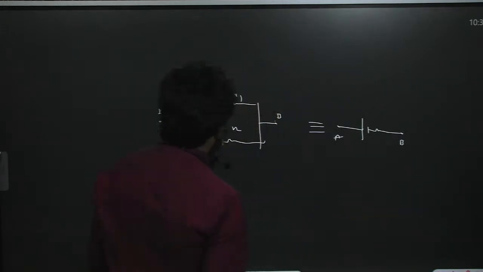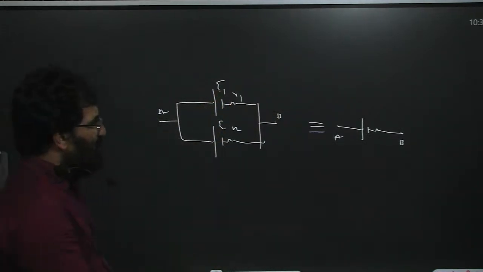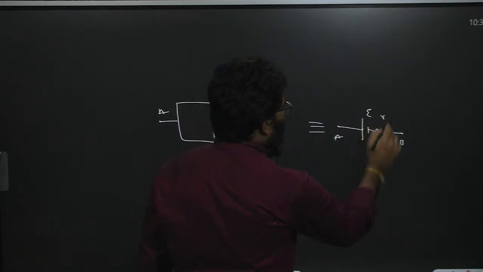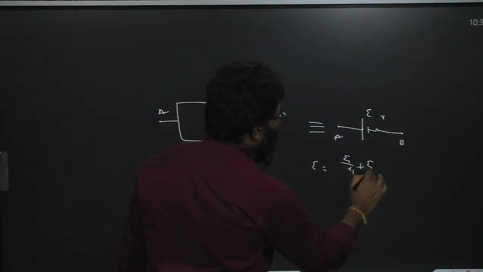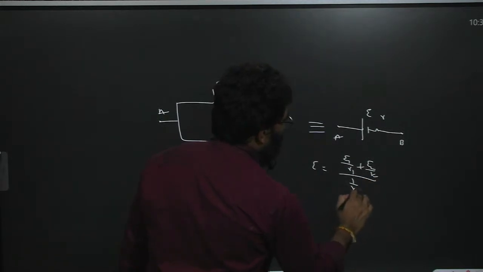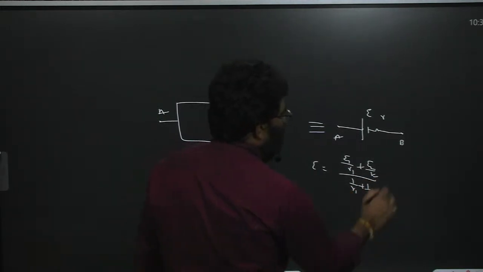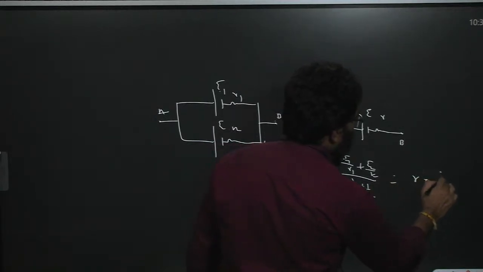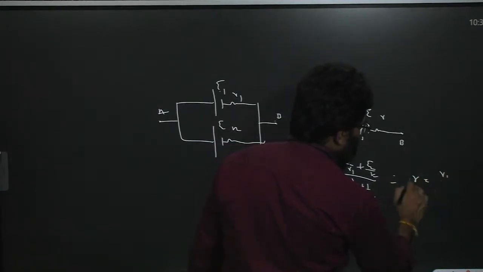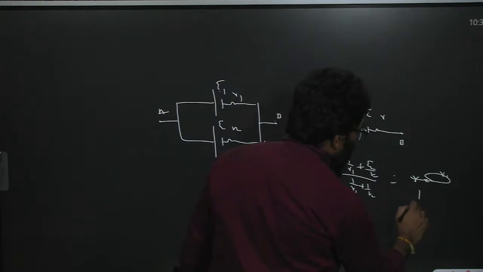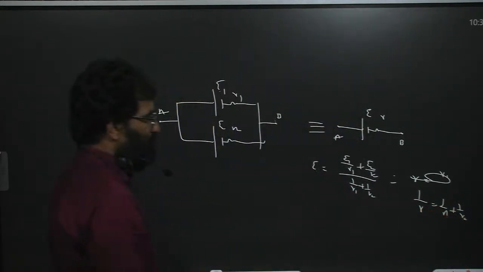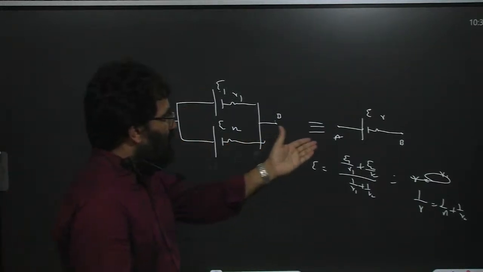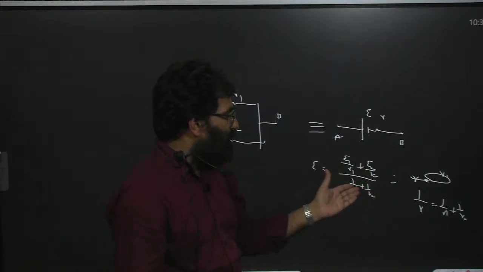It is open circuit. Now the EMF E is equal to E and R. E is equal to E1 by R1 plus E2 by R2, divided by 1 by R1 plus 1 by R2. Next, R effective: 1 by R is equal to 1 by R1 plus 1 by R2, because these two are parallel. We can make it open circuit and replace it. E1 by R1 plus E2 by R2 by 1 by R1 plus 1 by R2.